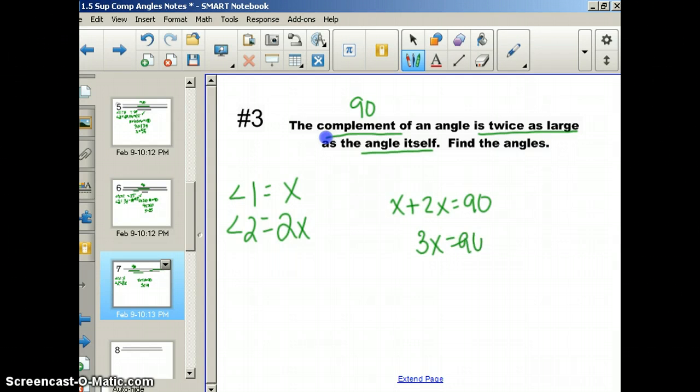So we solve and get x to be 30. When we plug back in, the other angle is 60. Check to make sure it makes sense. Is the one angle twice as large as the other? Yes. Do they add to 90 so they're complements? Yes.